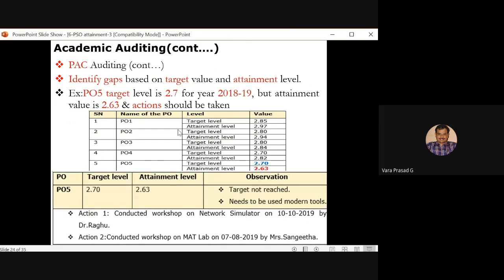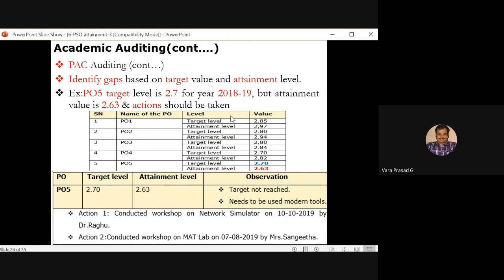In a UG engineering program, there are 12 POs. PSOs you can write on your own; probably 2 to 4 PSOs are acceptable. If you look at PO5 in the year 19-20, your target is 2.7, but the attainment is 2.63. In this year, you did not reach the target level.